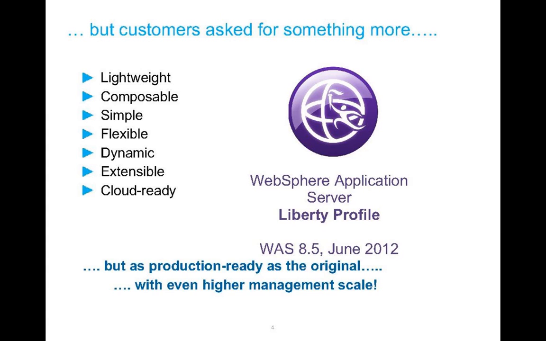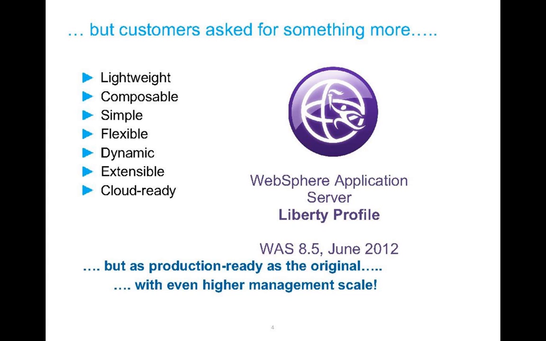The server also needed to be extensible. Many people wanted to extend the server with their products or their solutions. And it should be cloud ready, because we are in a time where cloud is very important. All these features were needed, but it should be as production ready as the original, and it should have a higher scale for management. And so we came up with the WebSphere Application Server Liberty Profile. First, we are going to see each of these aspects of it.